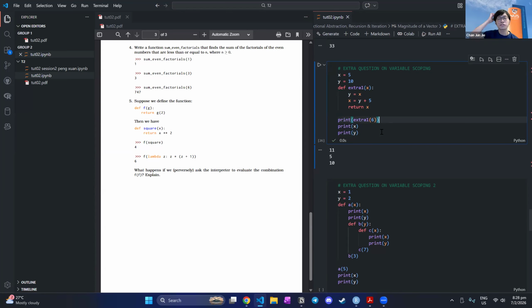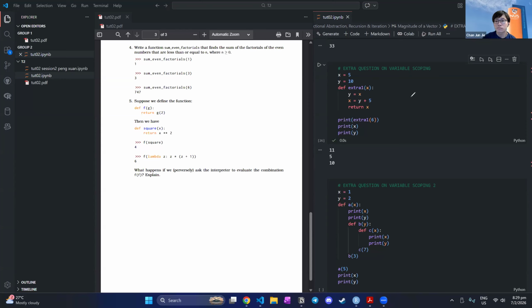Yes. Okay. Can you explain your thought process, how you traced through the question? I think I get it now. x and y are the global variables, and then the call is print extra1(6). So that means in the local scope x is 6. So y equals x, which means that local y equals 6, and then you have 6 plus 5, so local x is 11. And then if you print extra1(6), you get 11.